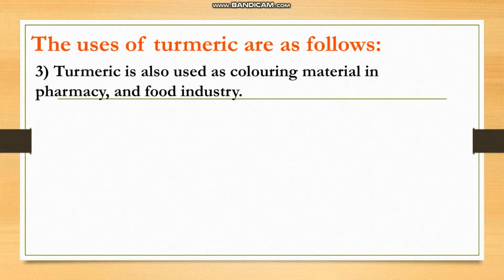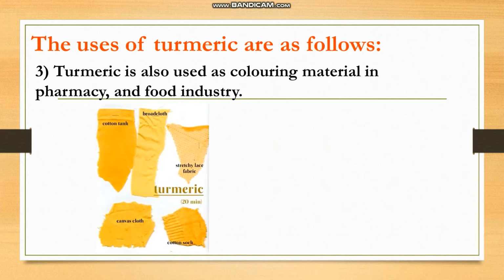And turmeric is also used as a coloring material in pharmacy and the food industry. Remember that time when you dropped some curry or some achar on your dress and the stain didn't go? Yes, it is used for coloring different items. It is used for coloring clothes, wool and threads, and so on.